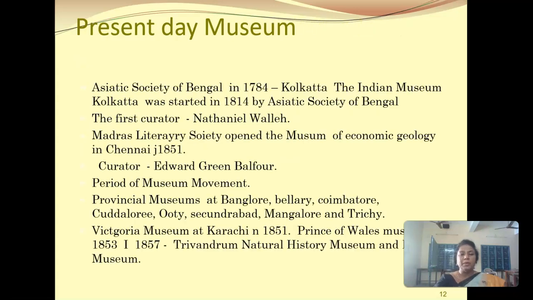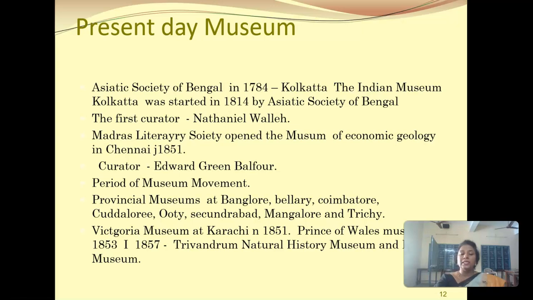And present day museums in India: the Asiatic Society of Bengal was founded in 1784 in Kolkata, and the Indian Museum Kolkata was started by the Asiatic Society of Bengal in the year 1814. The first curator was Nathaniel Wallich. Then in the year 1851, the Madras Literary Society opened a museum of economic geology in Chennai, and the curator was Edward Green Balfour.